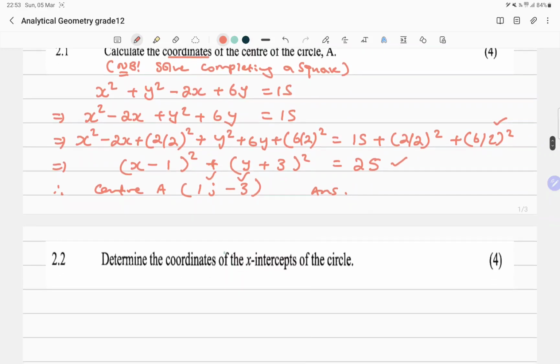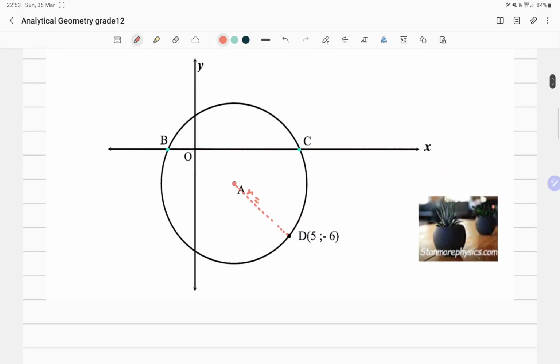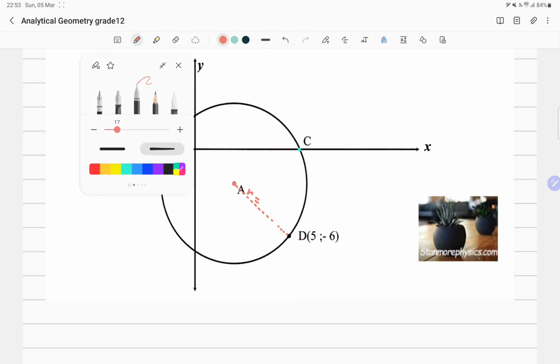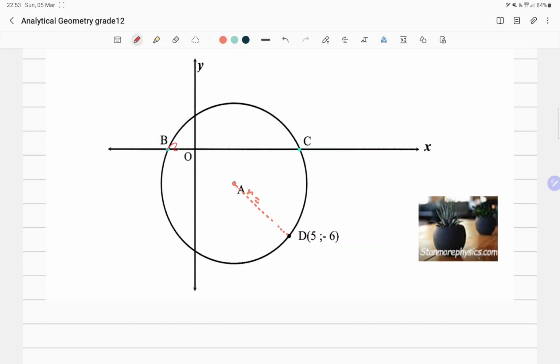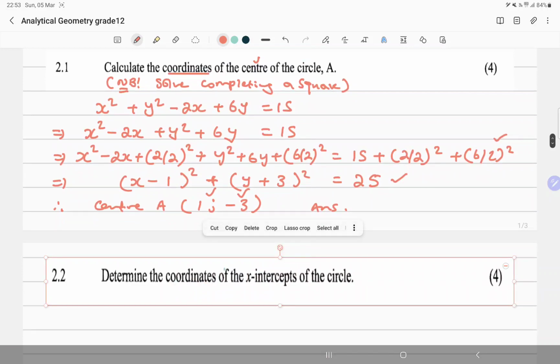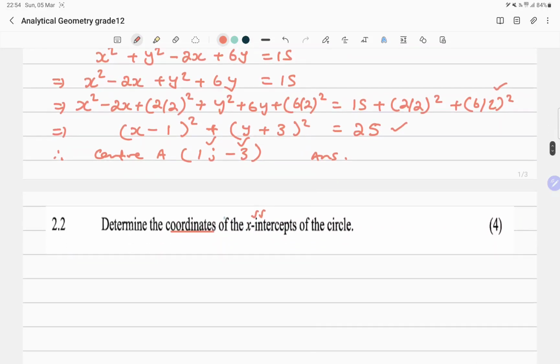Okay, now question 2 says determine the coordinates of the x-intercepts of the circle. So now the x-intercept of the circle, it's when y is 0. As you can see, the y value here is 0. As you can see here, the corresponding y value at B is 0. The corresponding y value at C is 0, read from the origin. So now if we want the x-intercepts, it's much easier to take this form that we've just arrived at here, because that form makes life a lot easier.